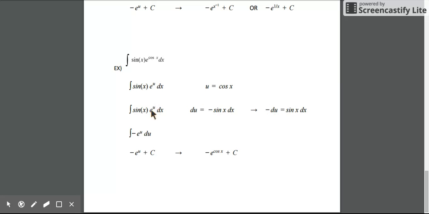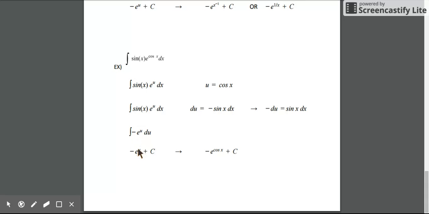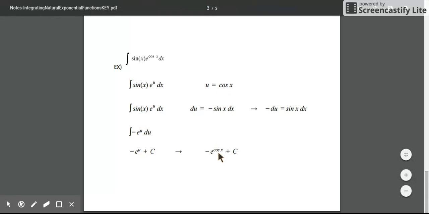So substituting all of that back in, I get the opposite of e to the u. I could take that negative out to the front before I integrate, or just remember that my integration is going to be the opposite. And then the last step is just back substitute our u again. So our final answer: negative e raised to the power of cosine of x plus our constant of integration.